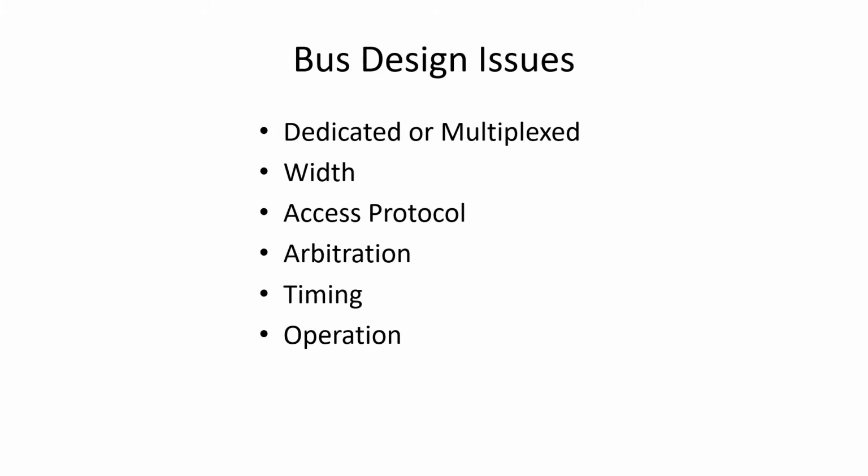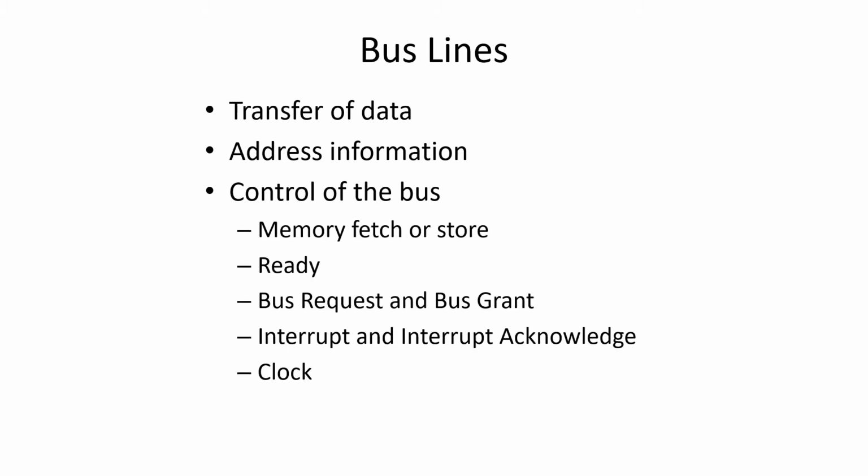There are different aspects of a bus, and we will cover each one of these in detail. There are different wires of a bus. Most of them carry data between the different devices, memory and the CPU or the I/O controllers. There's also address information. What address do you want from the memory? And then there are several bus lines that control the access to the bus, whether you want to read or write a data value, whether the bus is ready, whether what you've requested is available, whether there's an interrupt or the interrupt has been acknowledged, along with a clock signal.